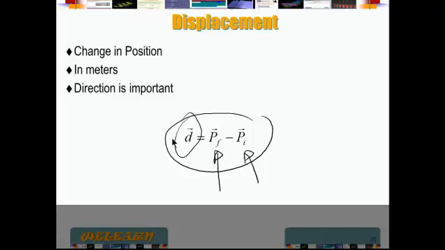The magnitude of the displacement is going to be a distance. It's going to be measured in meters. A distance or a length. It's going to be measured in meters. And since it is a vector, the direction is going to be important.